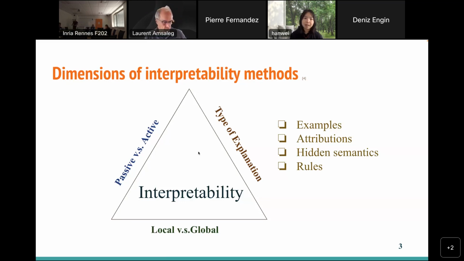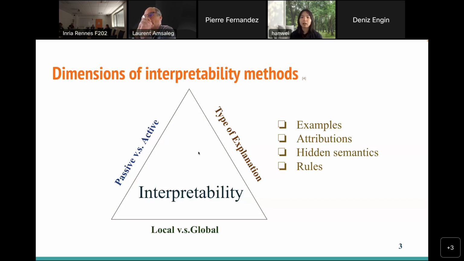The second dimension is what type of explanation we can provide. There are four main explanations. The first is examples, which is normally related to prototypes. For instance, if we want to know why an image is classified as a cat, we could compare it with the most typical cat images. That could be an explanation of the input.